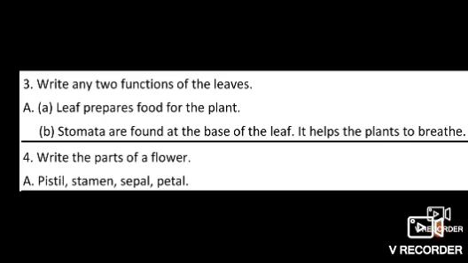Then second one, stomata are found at the base of the leaf. It helps the plants to breathe.